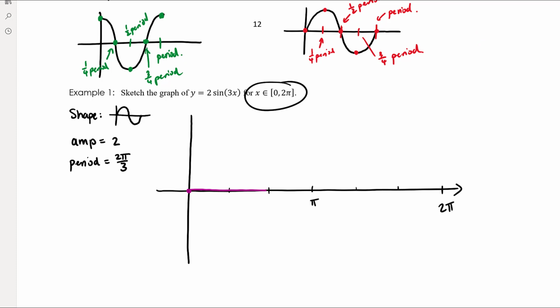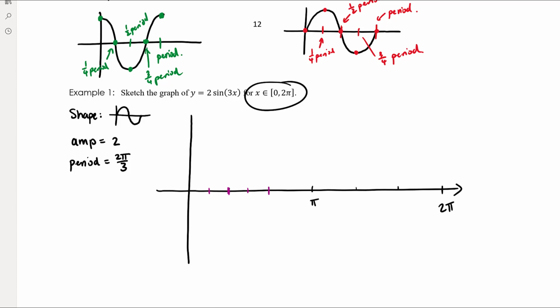Just let me get rid of that arrow. So my period is going to be 2 pi on 3. I'm going to need to divide that into 4. So it's already divided in half. I'm going to divide in half again. That's going to enable me to get my first period correct.